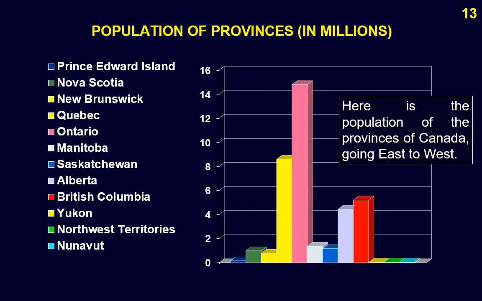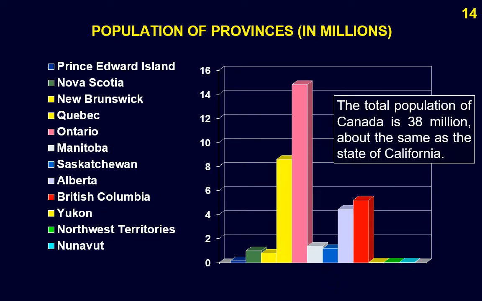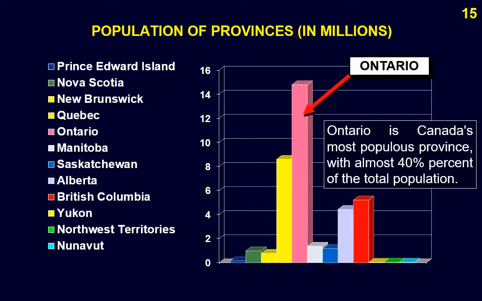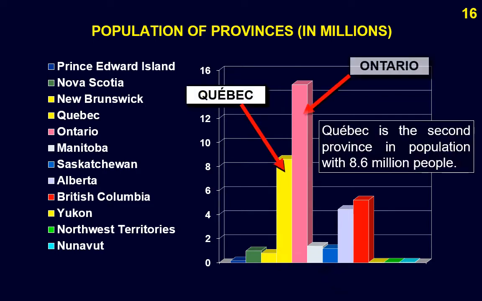Here is the population of the provinces of Canada, going east to west. The total population of Canada is 38 million, about the same as the state of California. Ontario is Canada's most populous province, with almost 40% of the total population. Quebec is the second province in population with 8.6 million people.